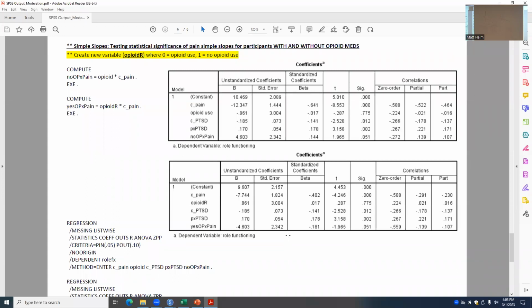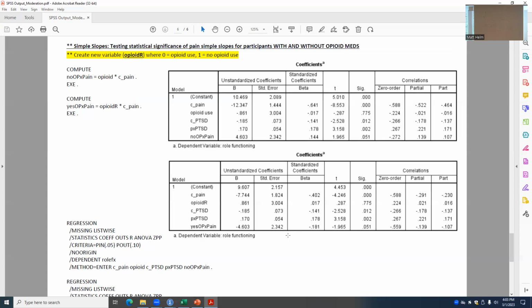Pain. So here, if I take a look at pain, do I have evidence for an effect of pain for people who aren't using opiates, right? Because here, opiate use is coded 0-1. 0 means no opiate use, 1 means opiate use. This is the unique effect of pain on outcome, holding everything else constant at 0. Everything else constant at 0 means people who aren't using opiates. Do I have evidence for an effect here? Yes.